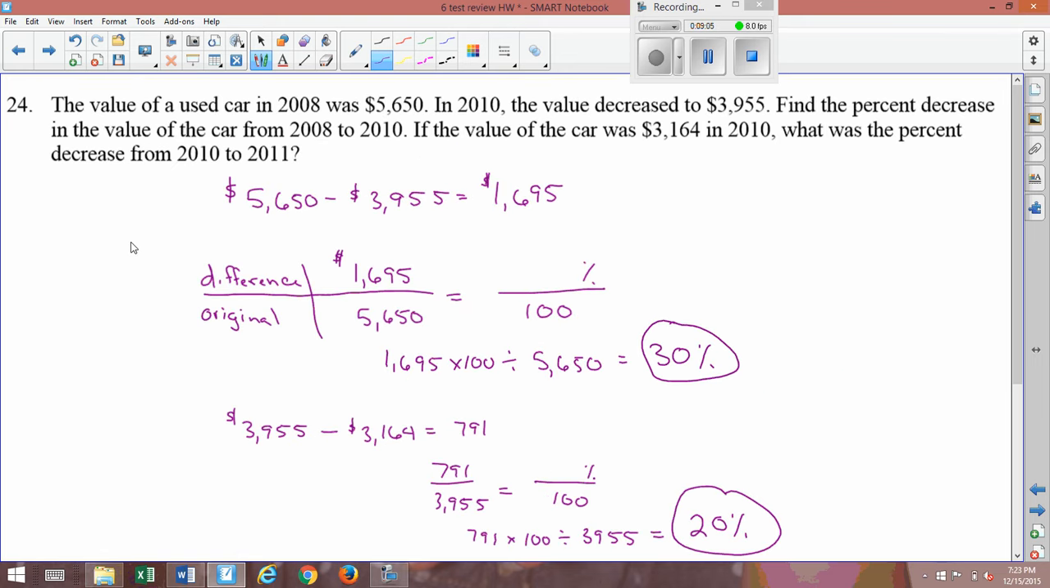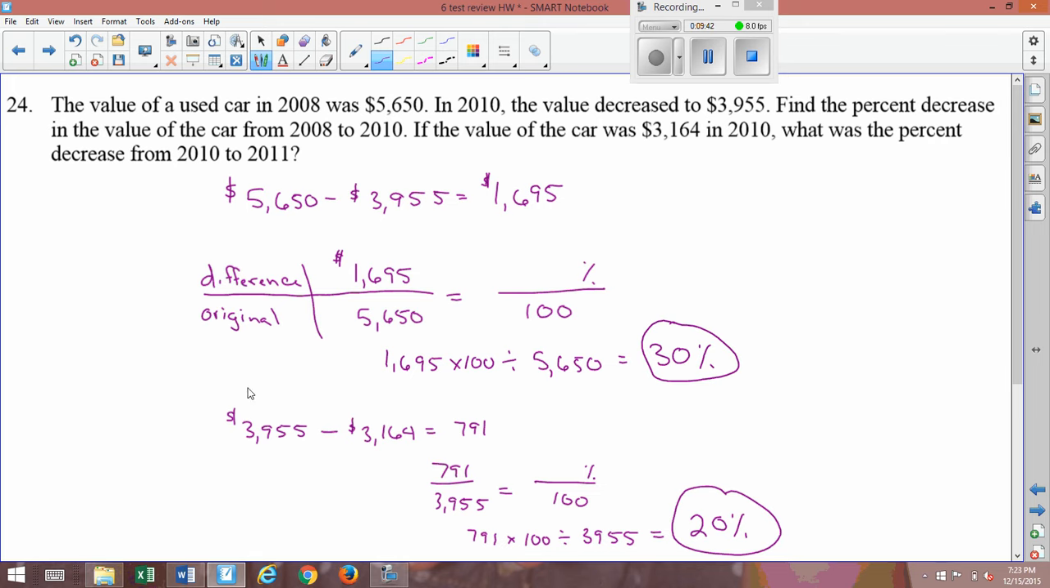The value of a used car in 2008 is 5,650. In 2010, the value decreased to 3,955. Find the percent decrease in the value of the car from 2008 to 2010. Okay, so that's the first part. So the difference, we subtract 5,650 minus 3,955, you get 1,695. Then from there, we put it over the original cost and set it equal to the percentage over 100. Then you crisscross divide, you end up with 30%.